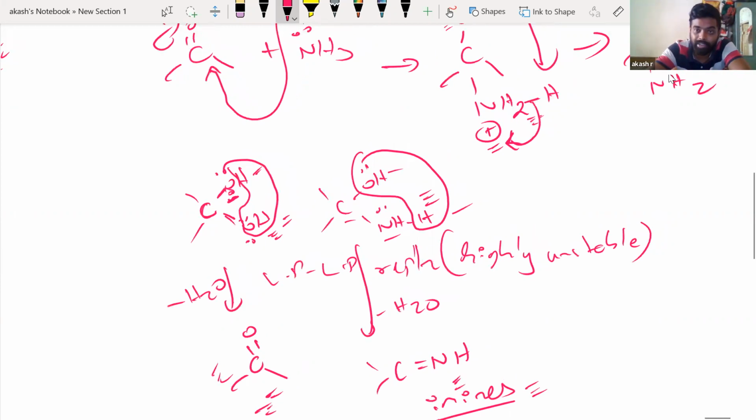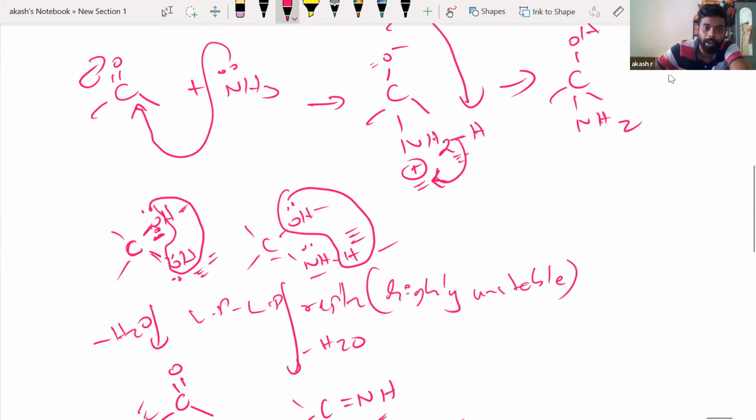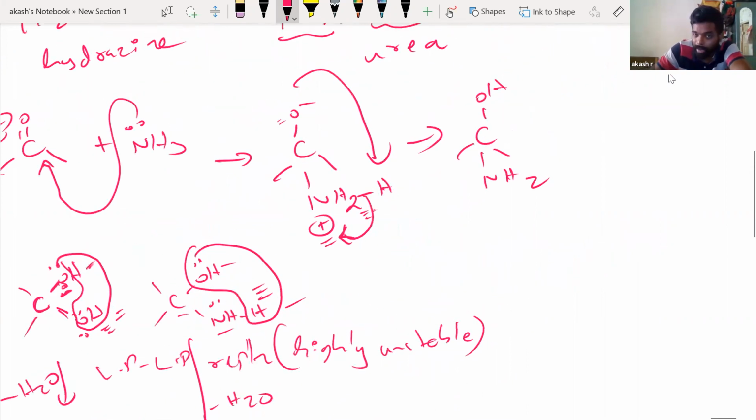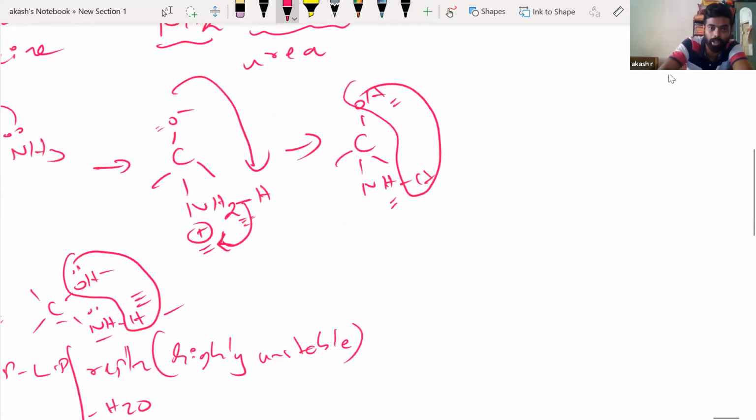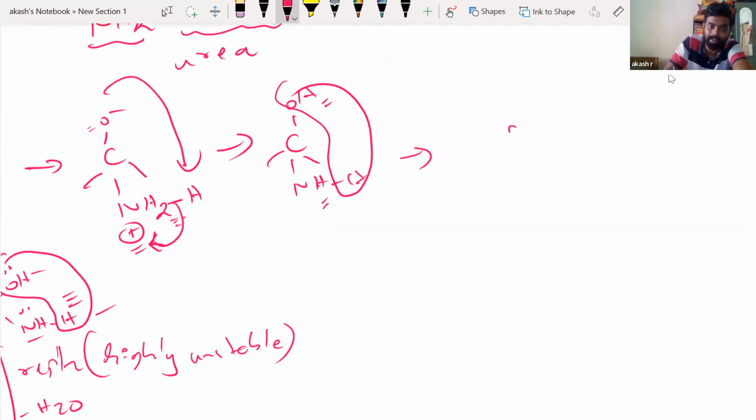Now the same scenario is here. We have one OH and NH2 on the same carbon atom, is it not? So I can easily remove one water molecule. We have this H, so we can easily remove this H2O molecule to form C with two more bonds, and a double bond with this NH. That's it. This will be the product.